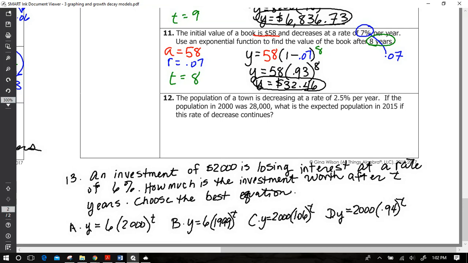All right. Number 12, again, is straightforward with the minor exception of the fact that they don't give you the length of time in years. So why don't you pause the video real quick and see if you can identify the original amount, the rate, and the time based on the information that was given to you.